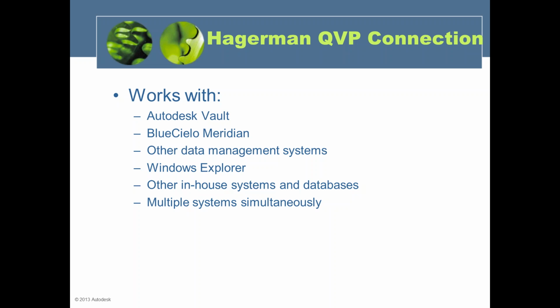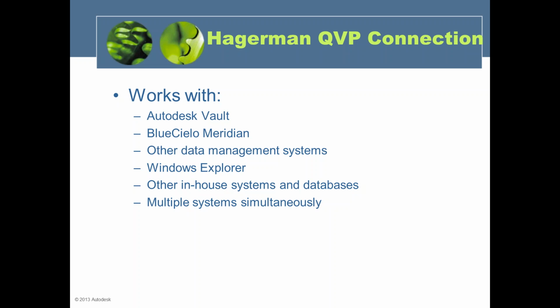We also have interfaced it so in the results, information could be pulled and displayed, for instance, from an ERP system. So if your file names match your part numbers, here's my file name results, and then based on the part number, also pull and display information from a company ERP system. So that's one of the big reasons that people might use QVP as opposed to one of the software tools that comes with Vault or Meridian, for instance.